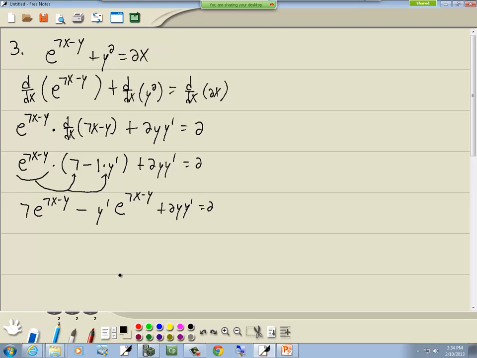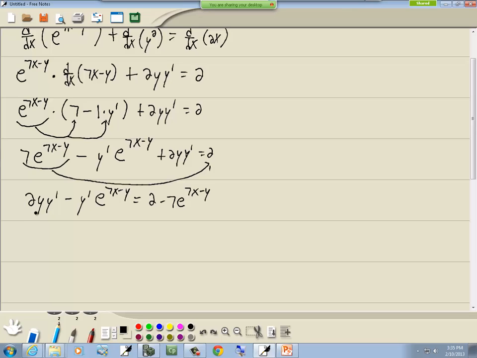Now we want to get everything with a y prime on one side, everything else on the other side. Doesn't really matter which side you take it to. I may go ahead and, well, I'll just take this 7 e to the 7x minus y to the right side. And then I'll flip these around because I don't want that negative first. So I'll put a 2y, y prime, minus y prime e to the 7x minus y equals 2 minus 7e to the 7x minus y. No particular reason why you can't put a negative first. I just didn't like how it looked.